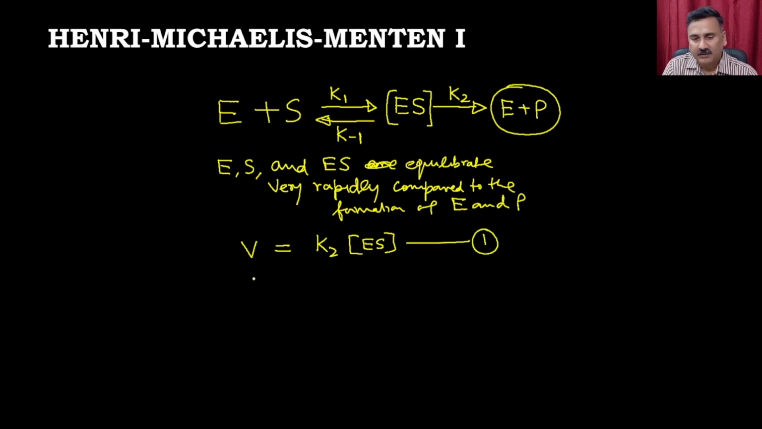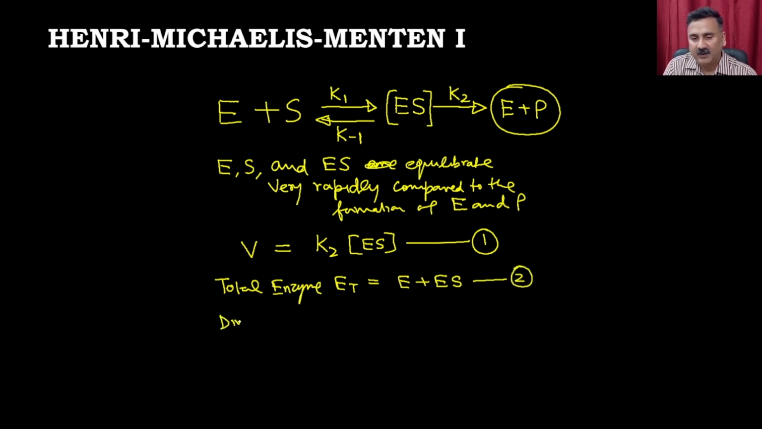Now, you know the total enzyme, ET. You have the enzyme here, and you have the enzyme here, so you can add this, right? So E plus ES. That is the total enzyme present at this particular moment when the velocity is K2 ES. And this is equation number 2.